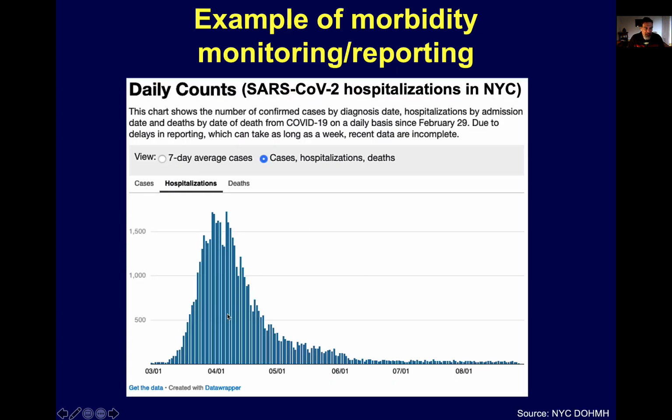And a more recent example, this is showing the cases of SARS-CoV-2 that resulted in hospitalization in New York City over time. This is another example of morbidity reporting. Every time there's a person hospitalized with SARS-CoV-2 in New York City, it is something that providers and hospitals are expected to report to the health department so that we can track what's going on with the epidemic. So these are examples of morbidity reporting, as distinguished from capturing information on deaths and the causes of death.